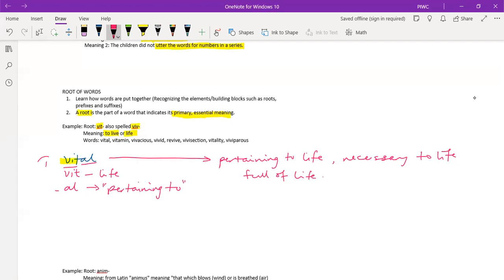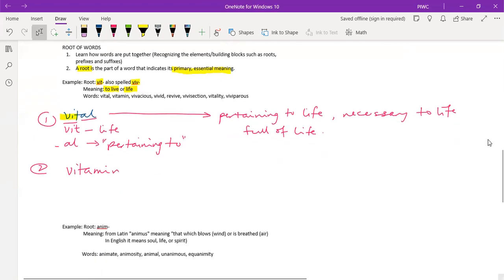Let's take another one, vitamin. Now assuming I've not seen this word before, but I know the root of the word. So I see VIT. Here you have VIT and AMINE, right? So two things. We know that the VIT portion means something that pertains to life. So a vitamin is a substance in food, either useful or necessary for normal life.